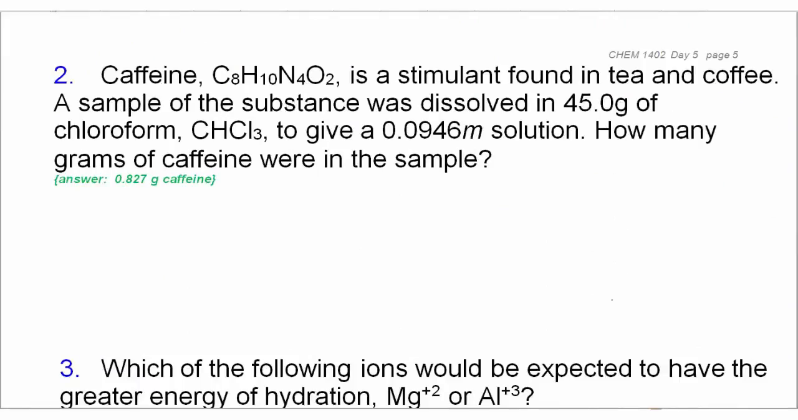Caffeine is a stimulant found in tea and coffee. A sample of the substance was dissolved in 45 grams of chloroform. How many grams of caffeine were in the sample? So again, we've got a molality equation. Little m would be the moles of solute, and that's that caffeine, C8H10N4O2, all over kilograms of solvent. What's the solvent? Chloroform.